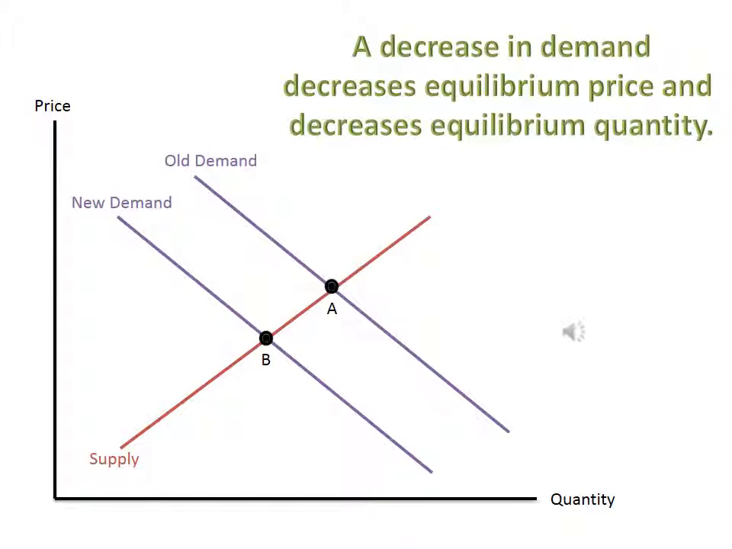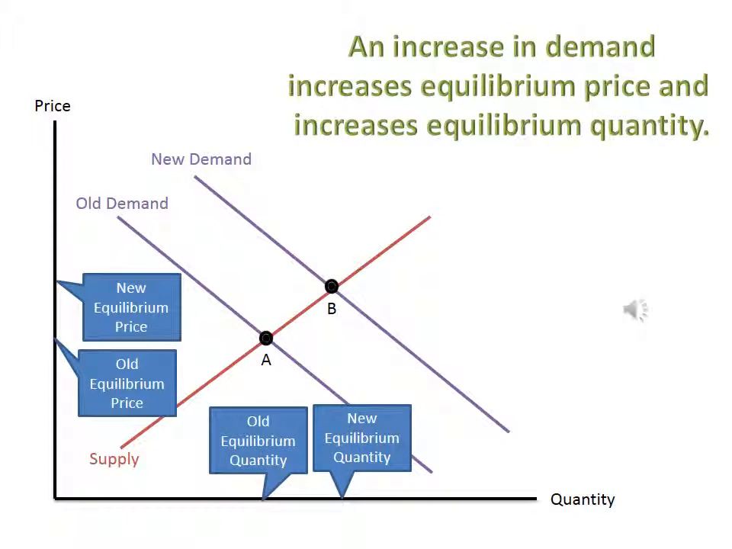We move from the old demand curve to the new demand curve, where the new demand curve represents a decrease. The reason the new demand curve represents a decrease is that for any given price, quantity is lower on the new demand curve than it is for the old demand curve. Now, if we decrease demand, we move from point A to point B. Our equilibrium point goes from A to B. And you should be able to see that B is lower on both the price and quantity axis than A is. So a decrease in demand decreases the equilibrium price and decreases the equilibrium quantity.